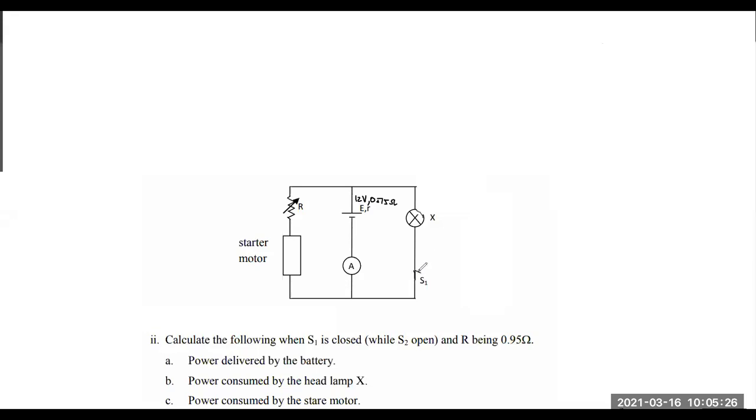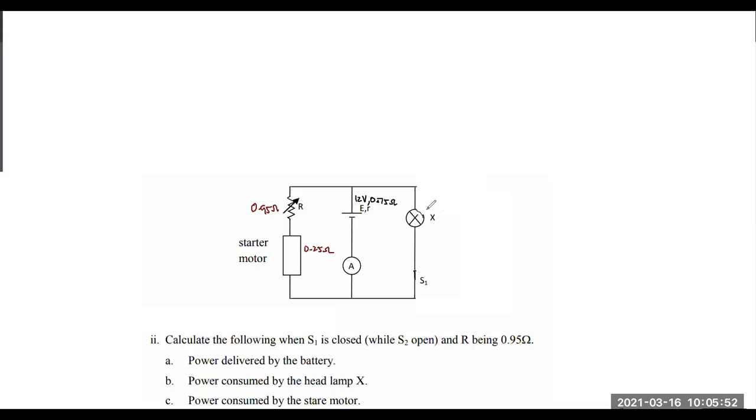So current will flow through headlamp X, and R is 0.95 ohm, and if I remember right, this is 0.25 ohm. Am I correct, people? 0.25 ohm. That's the resistance of the starter motor. Find the power delivered by the battery, power consumed by the headlamp, and power consumed by the starter motor.